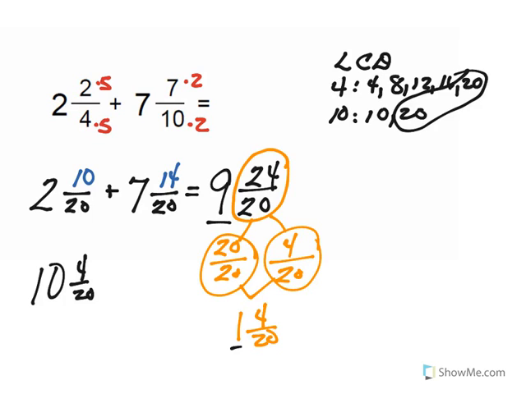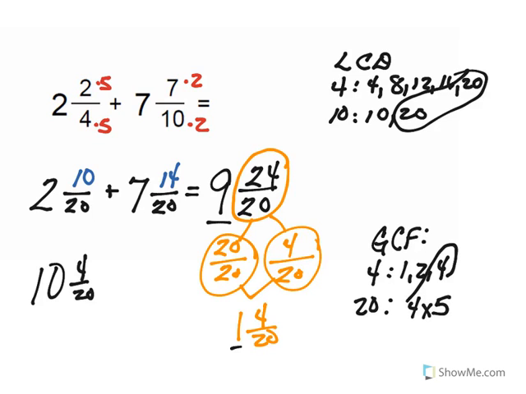And now I need to find my greatest common factor. My greatest common factor of 4 and 20. So factors of 4 are 1, 2, 4, and there's a lot of factors for 20, but I know that 4 times 5 equals 20, so I know 4 is a factor, and my only factors of 4 are 1, 2, 4. So if 4 works, that's going to be my greatest common factor.